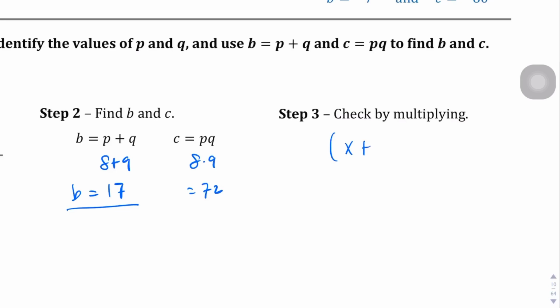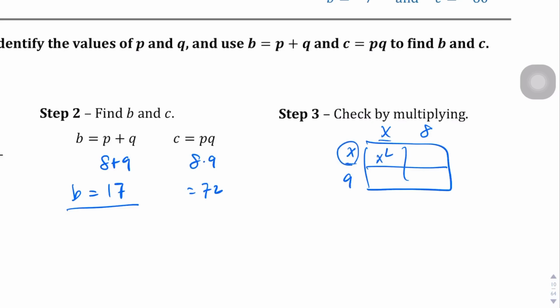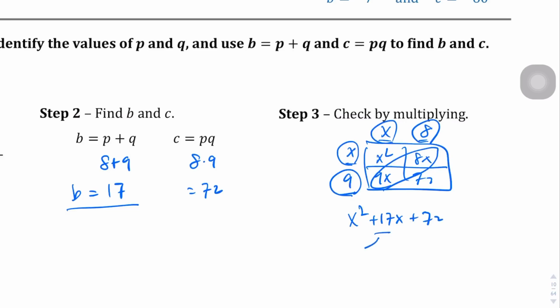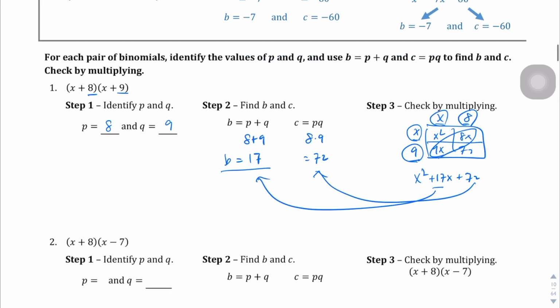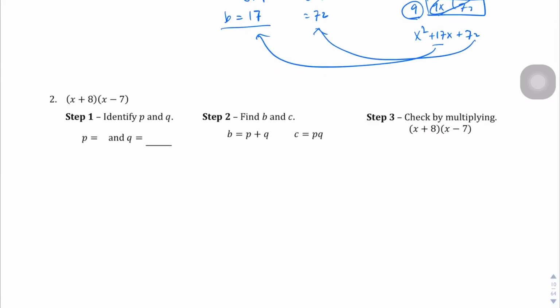Let's do the box method again. So we got X and 8 on top and X and 9 on the bottom here. So X times X is X squared. X times 8 is 8X. 9 times X is 9X. And then 9 times 8 is 72. And then when we combine like terms in the middle there, we get X squared plus 17X plus 72. And sure enough, here's our B term. And here's our C term, 72. Okay. Yay. And then let's do the same thing for question number 2.